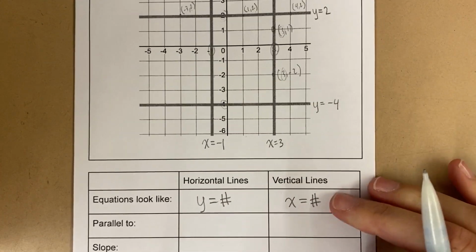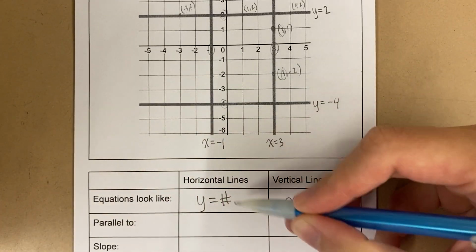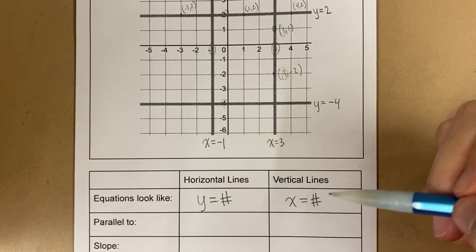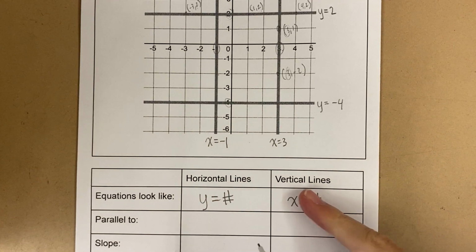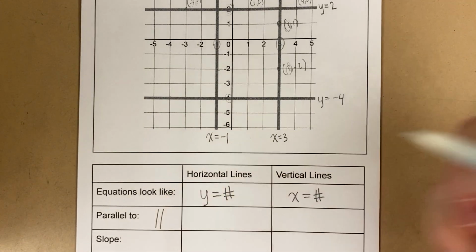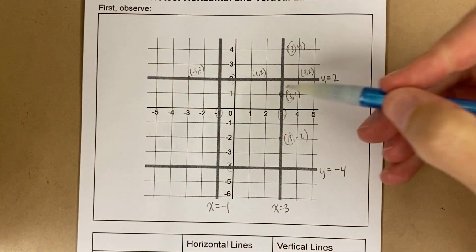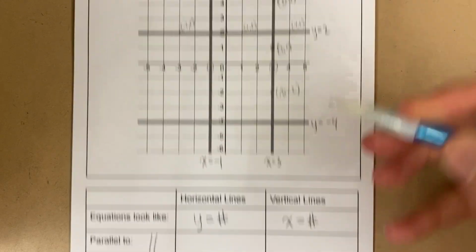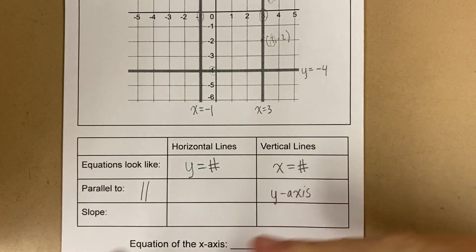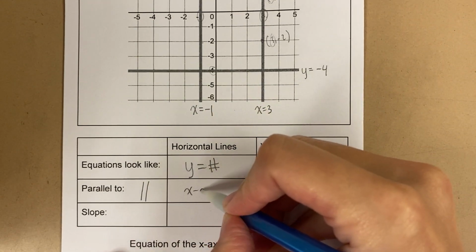Now, what's tricky about this that people sometimes forget: we're used to thinking, well, the y-axis is vertical. It's true. So these vertical lines are parallel. Remember, parallel means lines that run next to each other like this. The vertical lines run alongside the y-axis, whereas horizontal lines, horizontal means side to side, run parallel to the x-axis.